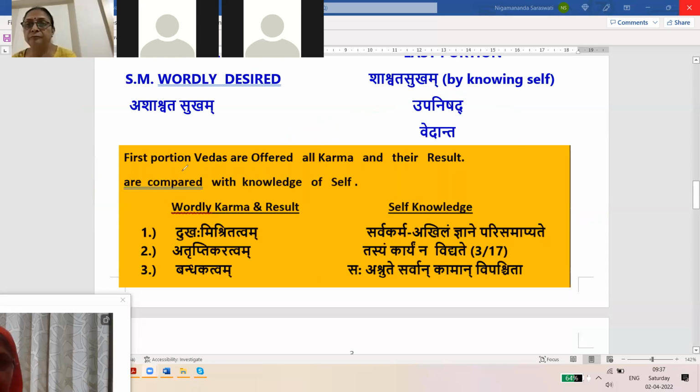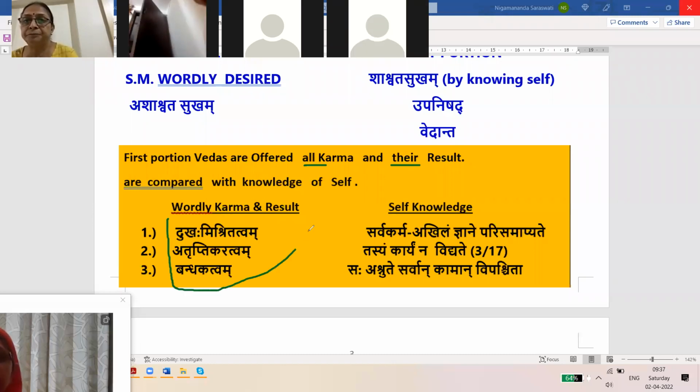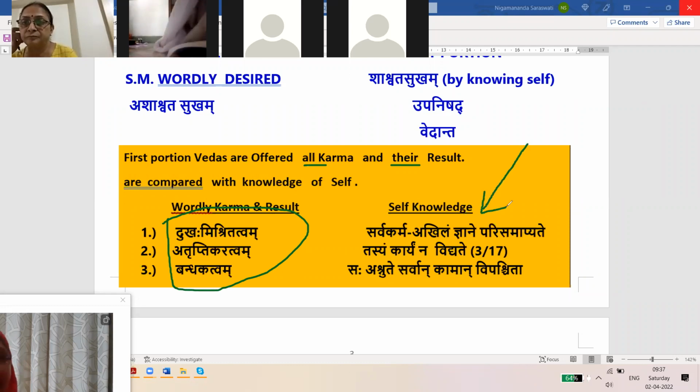So the first portion of the Veda, all karma and their result, is what we have seen: dukha mishritatvam, atrupti karatvam, bandhakatvam. And what is the result of Atma-jnana, self-knowledge? It is given in the Gita only.